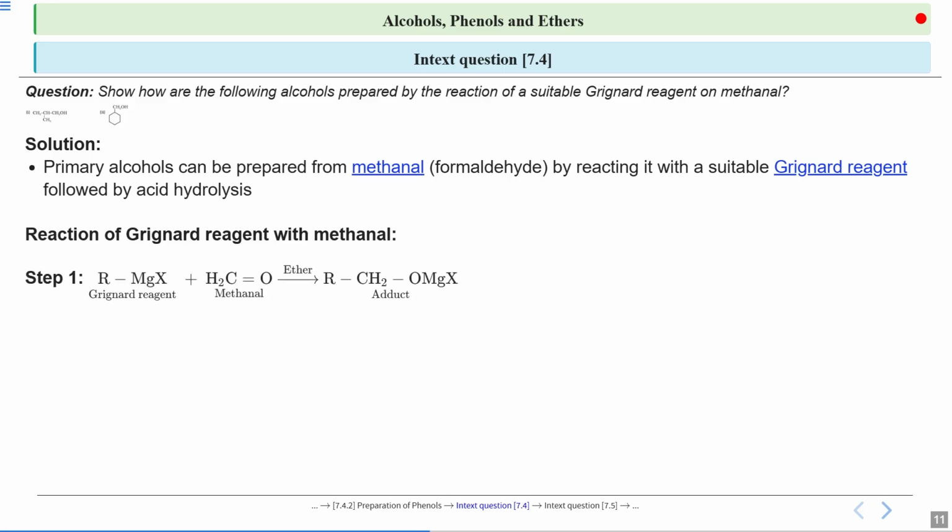It includes two steps. Step one is the Grignard reagent, alkyl magnesium halide RMgX, reacts with the methanol or formaldehyde, which is HCHO, or you can write it as H2C double bond O. In the presence of ether, this reaction happens and you will get an adduct, RCH2OMgX. This is an adduct. We have also understood that the C double bond O has an electronegativity difference.